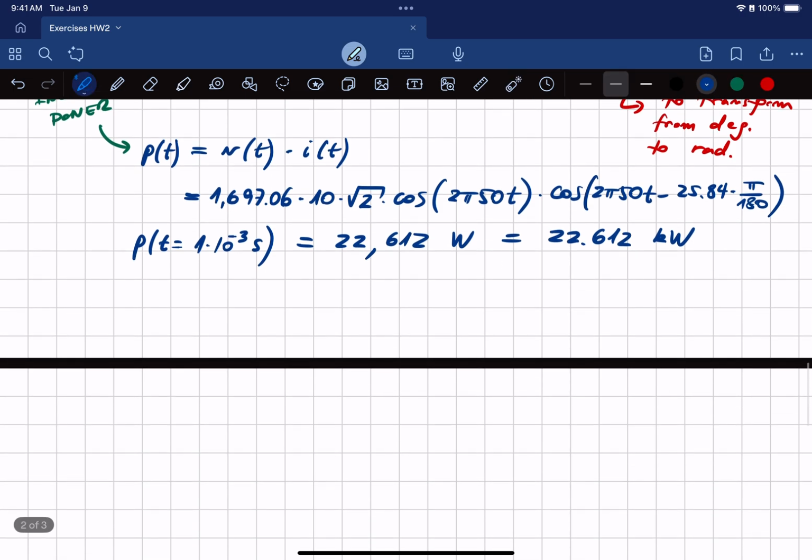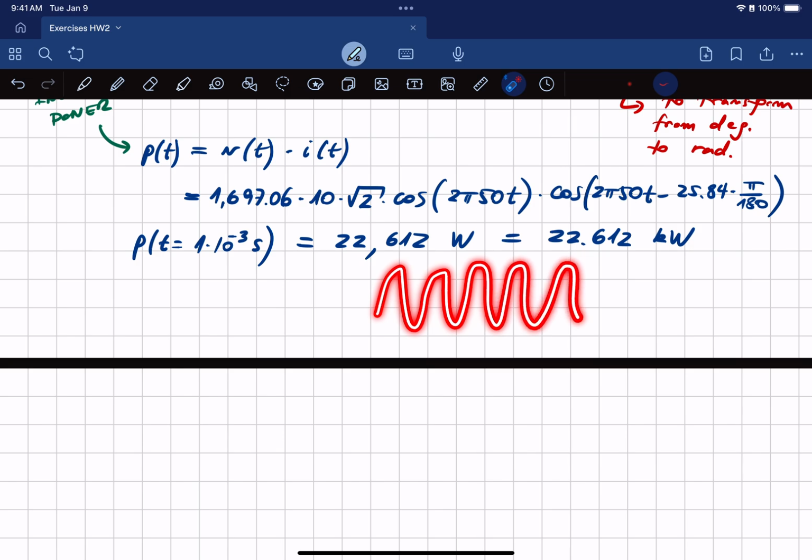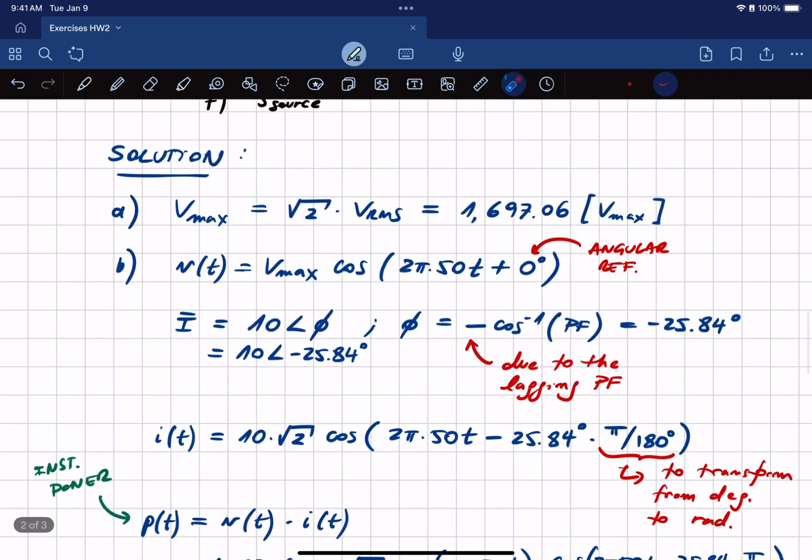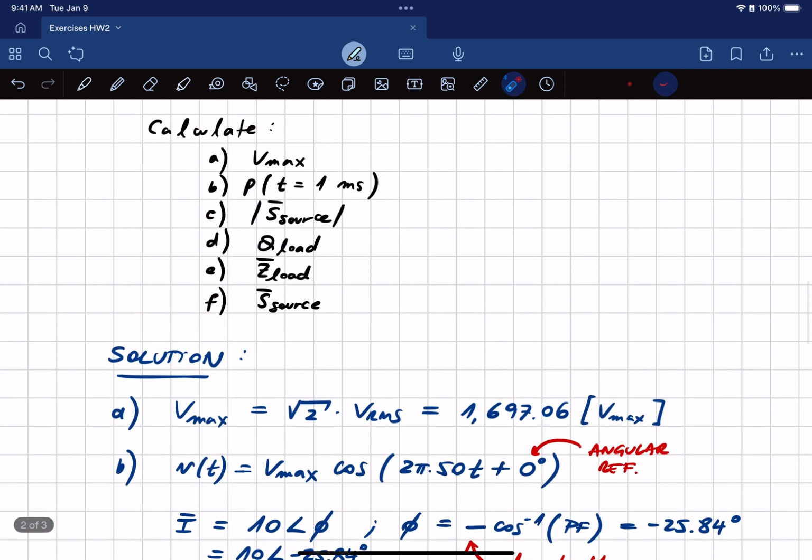Okay, then we have the answer. This is then, just to put a mark on this, the value of the instantaneous power at one particular time. If you have already watched all the other videos, you know that the instantaneous power is something like this. So we're pointing out one specific point in time. So that's about it. Okay. Next, move on to the next one.